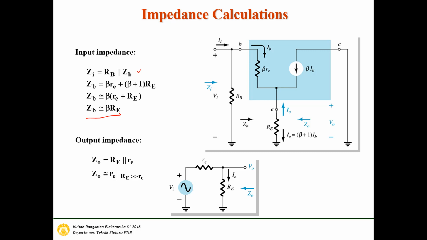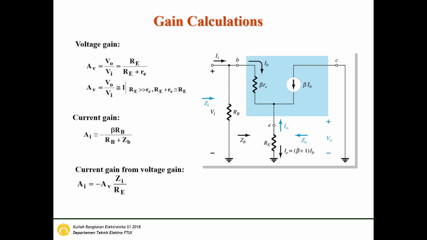And then for the output impedance, ZO is RE parallel to small re. So we got that ZO is small re, if the RE, the emitter resistor, is larger than small re. Okay. And then for the voltage gain, we have AV is VO per VI, RE per RE plus small re. So if the RE is larger than small re, we can remove this one, so AV becomes 1. Okay, for the current gain, AI is beta RB per RB plus ZB. And then the current gain from the voltage gain is AI is minus AV ZI per RE.